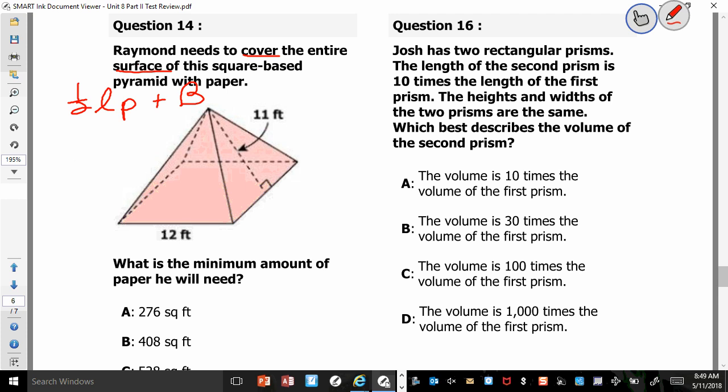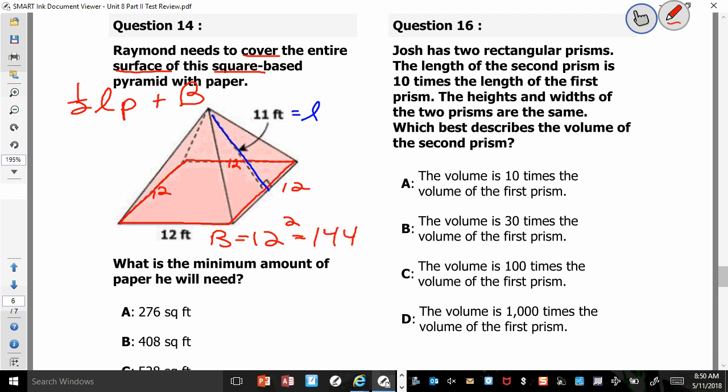All right. So we know it's square. So here's the base, 12, 12, 12, and 12, okay? Now what about L? L is that? So 11 equals L. So I think we have everything we need, yes? So we're going to have, so big B would be 12 squared, which would be what?